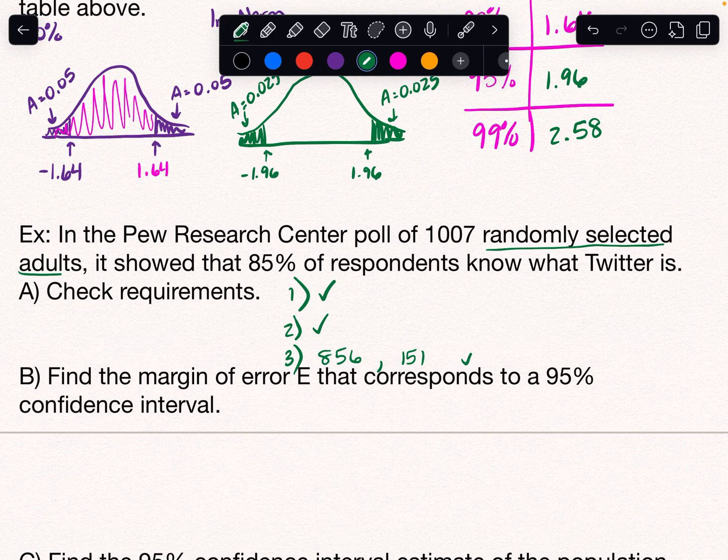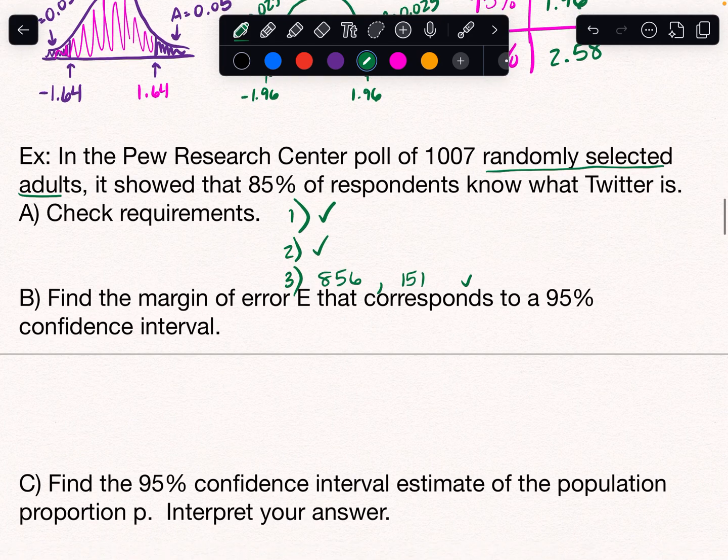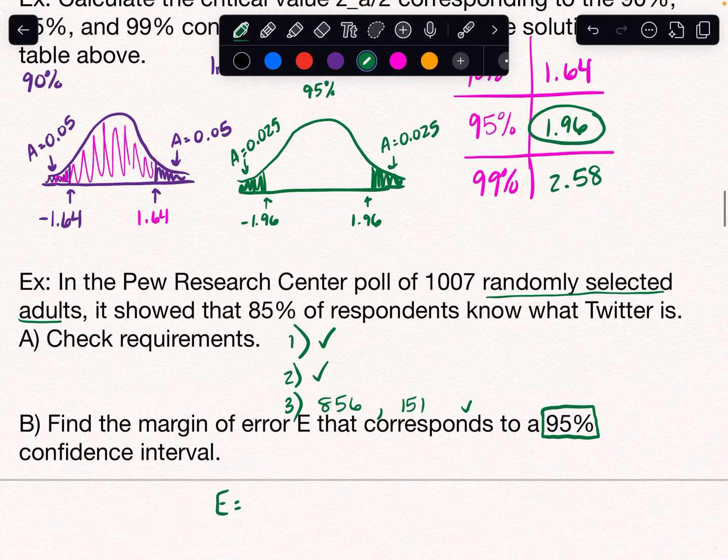Okay, so let's find the margin of error that corresponds to a 95% confidence interval. So I want to calculate our e-value. So it always starts with our critical value, and we always define our critical value based on our confidence interval or confidence level. So since it's 95, I can go back up. That means I'm using 1.96 as my critical value.